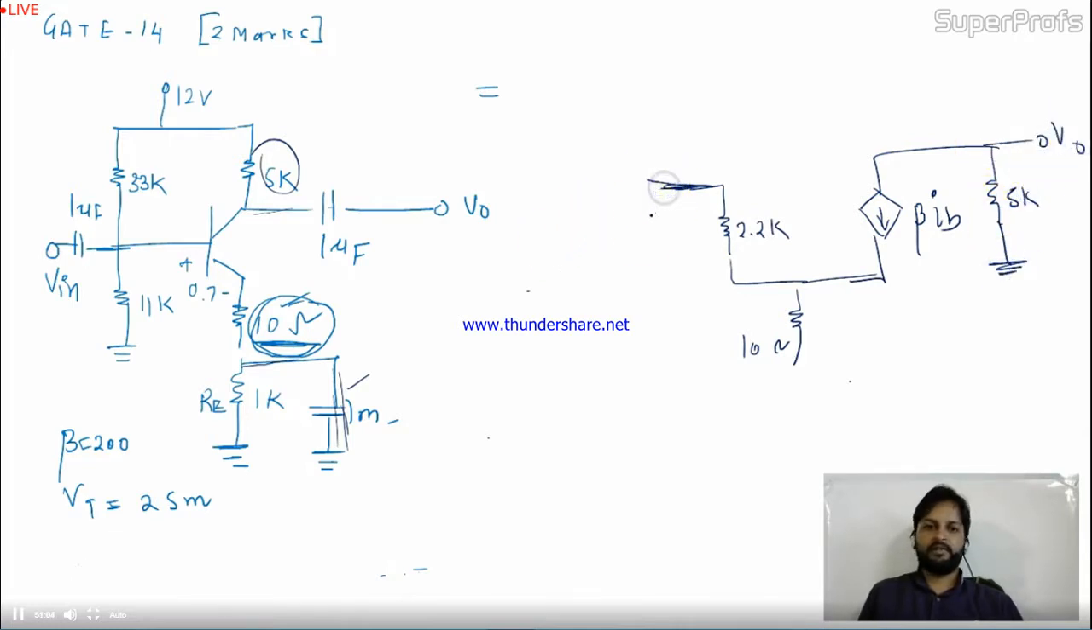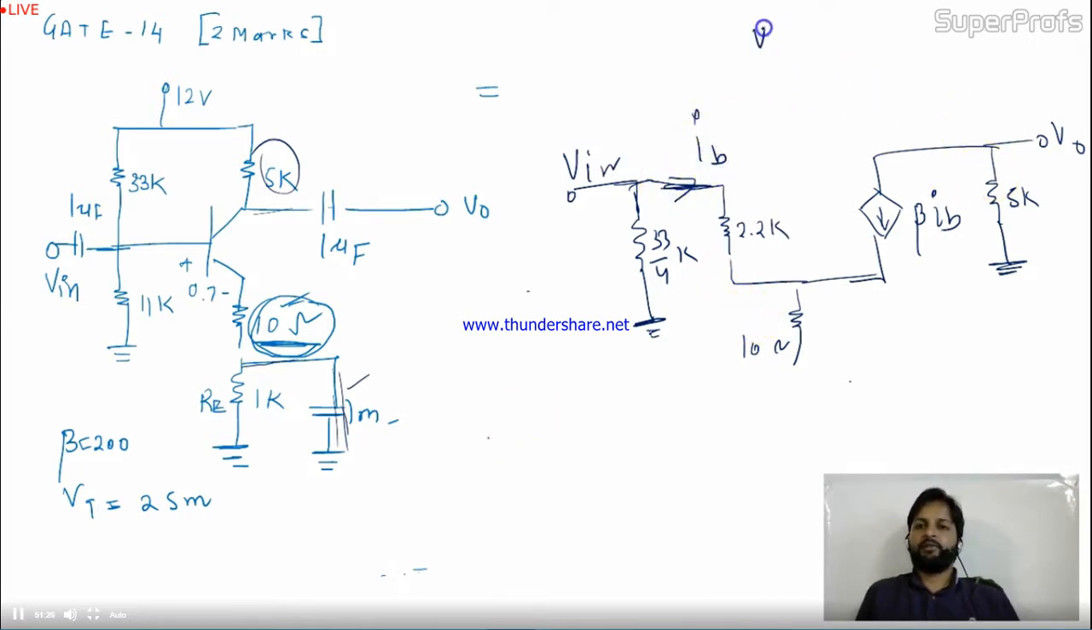This is the input part. The input is 33K and 11K. They are also connected up to the ground, and the equivalent is 33 by 4K, and here we are applying Vin. Is it okay to you? In this circuit the current is IB. Now you need to calculate V0 by VI. This is your voltage gain. What is V0? Calculate it.